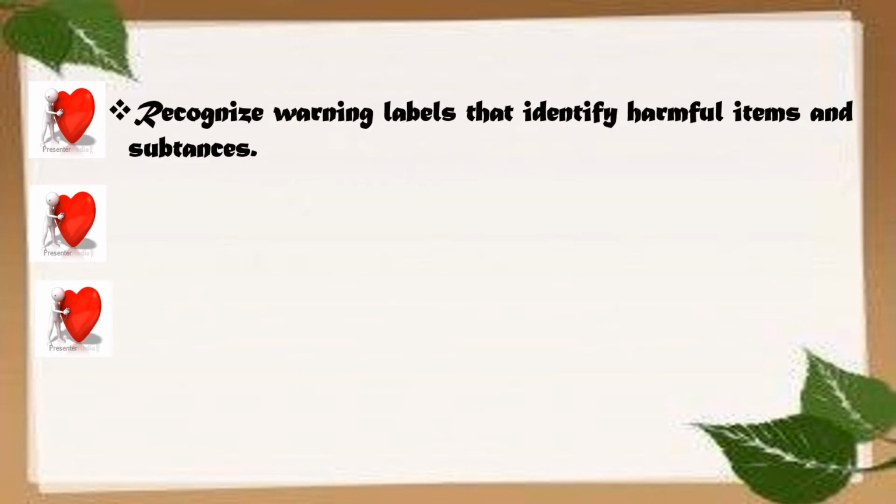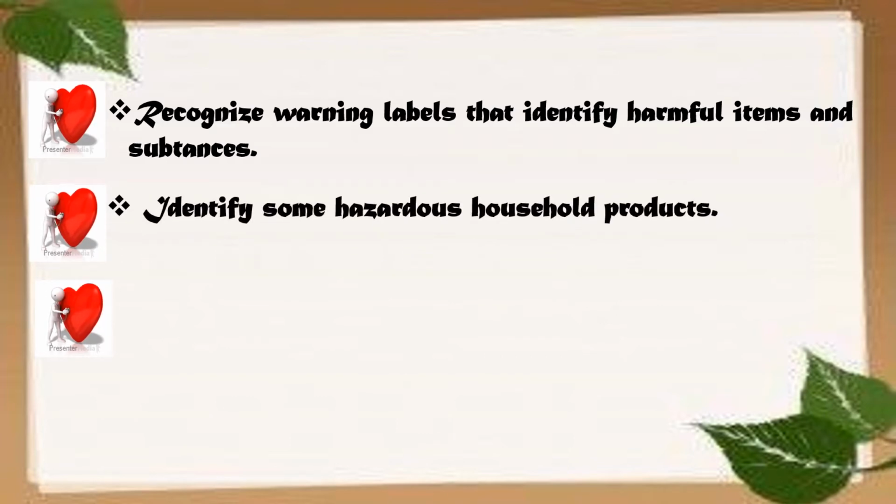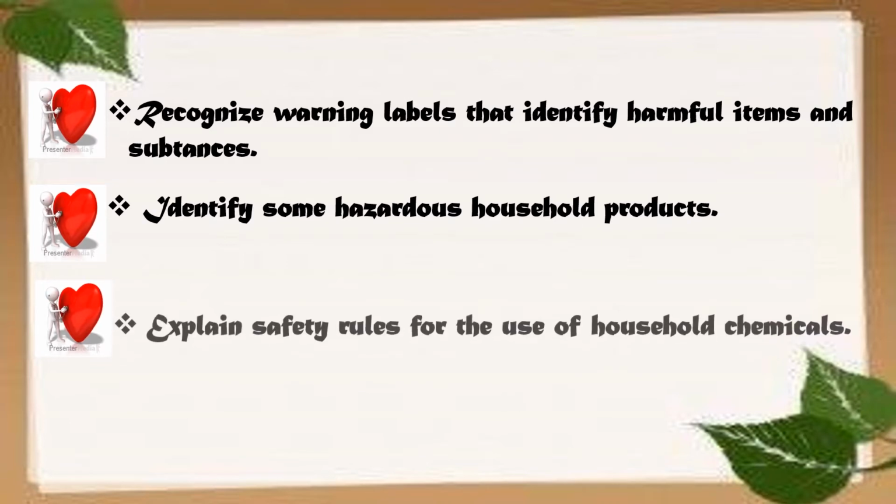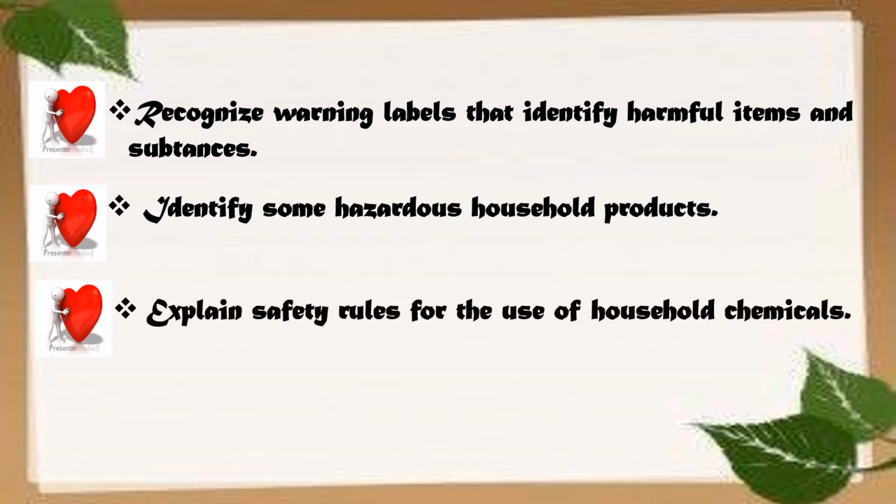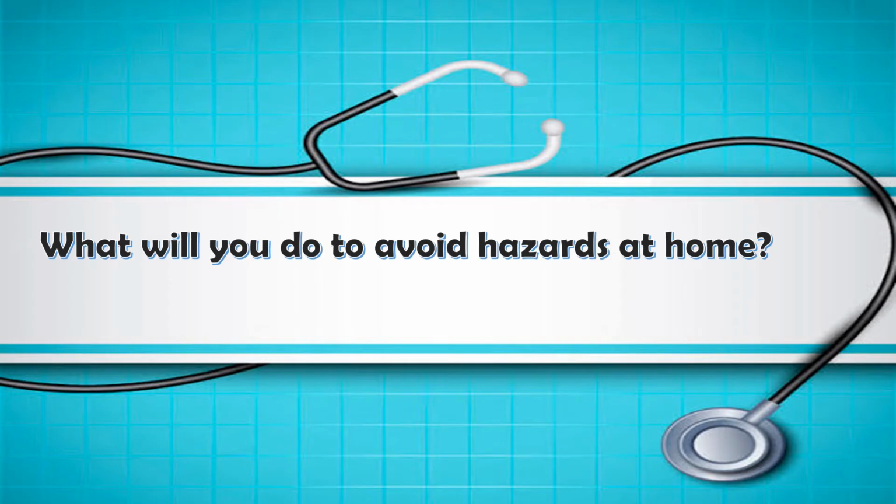Our subject for today is health, and our lesson is all about how I can avoid hazards at home. In this lesson, you will be able to do the following. First, recognize warning labels that identify harmful items and substances. Second, identify some hazardous household products. Third, explain safety rules for the use of household chemicals. So my question is, what will you do to avoid hazards at home?